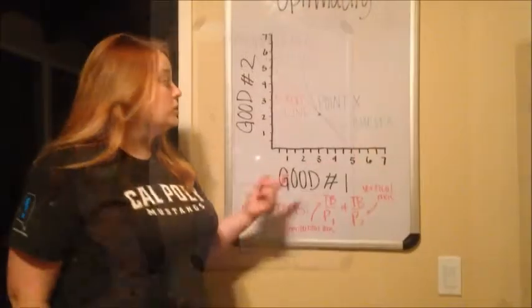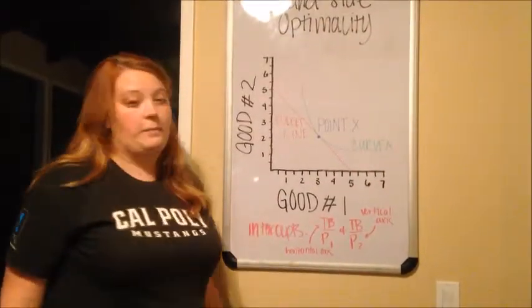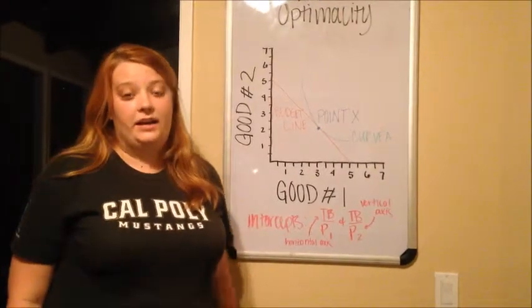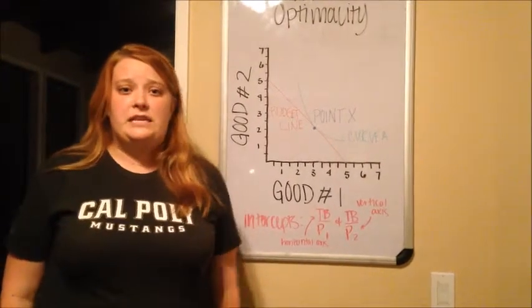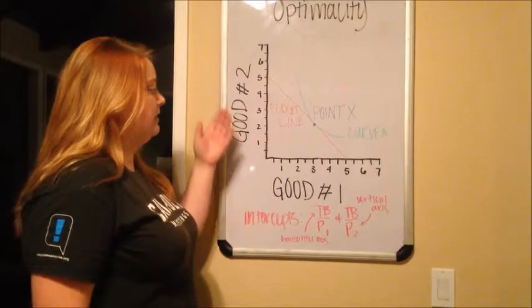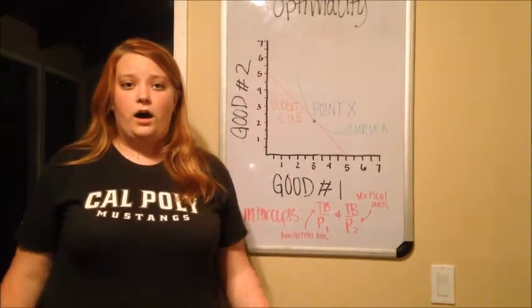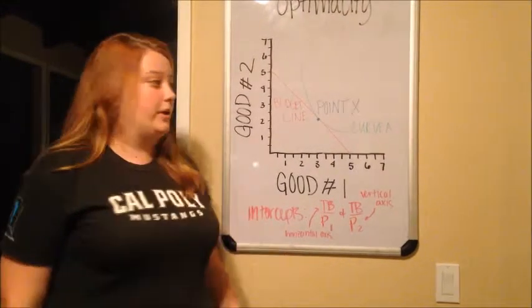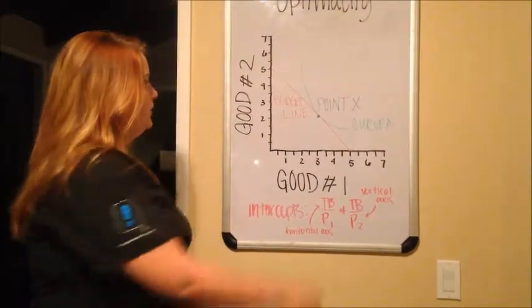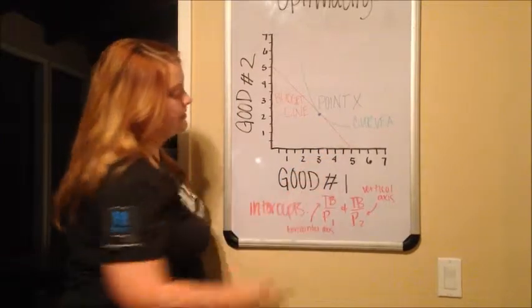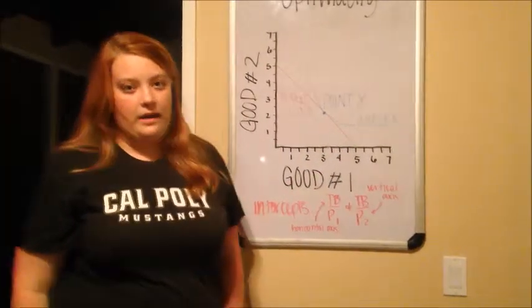So right here we have a representation of a budget line. A budget line shows the amount of money that you have to spend on a certain thing. Here we call them goods. So this entire line represents the same amount of money.